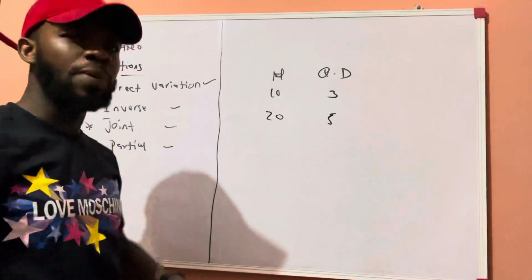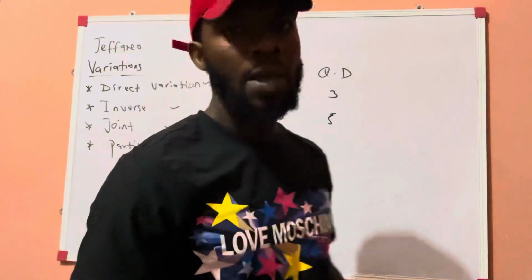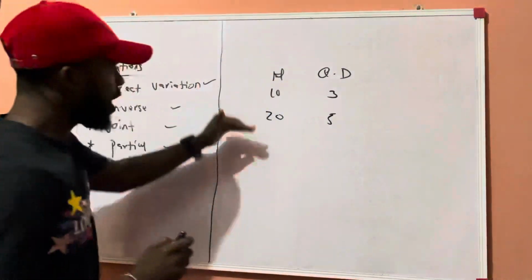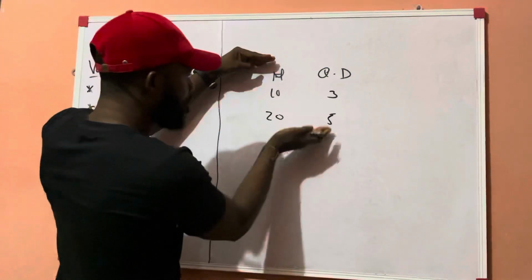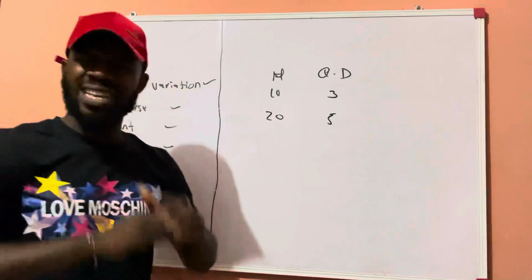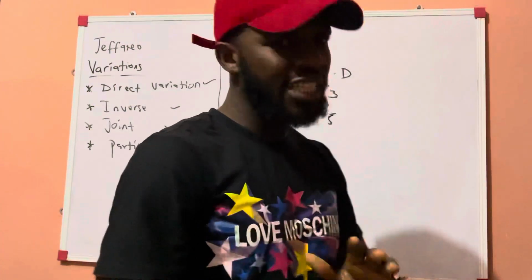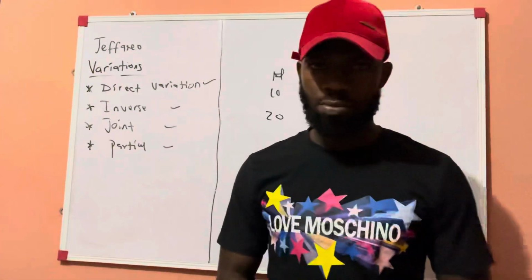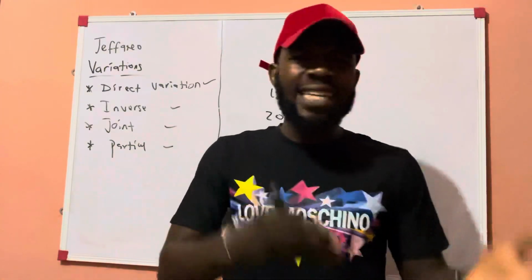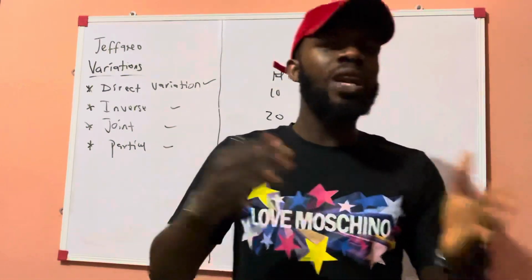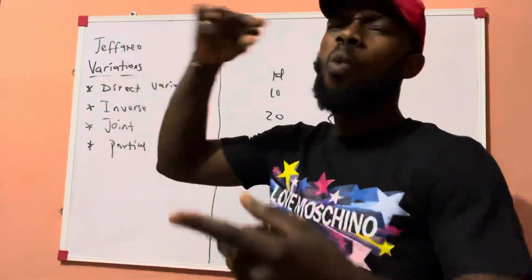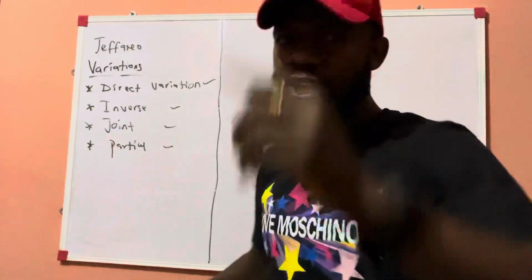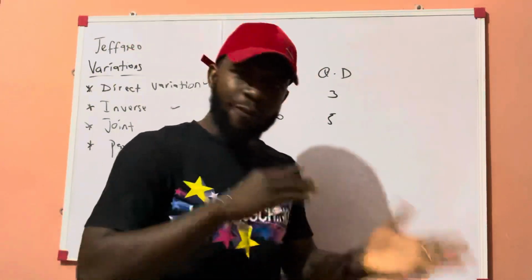This relationship is a direct relationship because as one increases, the other also increases, and as one decreases, the other also decreases. That is the perfect way to explain a direct variation. So a direct variation shows the relationship between two quantities such that as one of the quantities increases, the other increases, and vice versa.